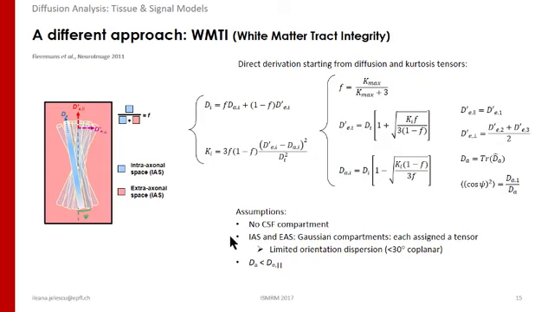You don't consider CSF. And very importantly, the intra-axonal and extra-axonal spaces are both modeled as Gaussian compartments in order for each of them to be assigned a tensor. So you consider that your collection of sticks is still Gaussian, which is a strong assumption. So you really need to have limited orientation dispersion. Typically, ideally, they should be perfectly parallel. And in practice, you can say that it's still valid under very limited orientation dispersion. So this model is only applicable to very highly aligned white matter bundles.